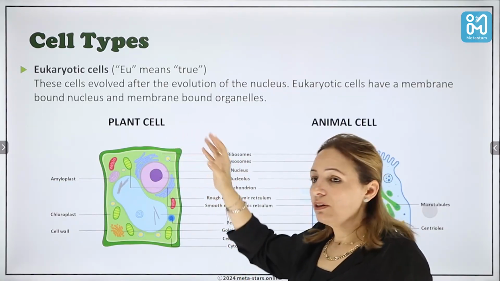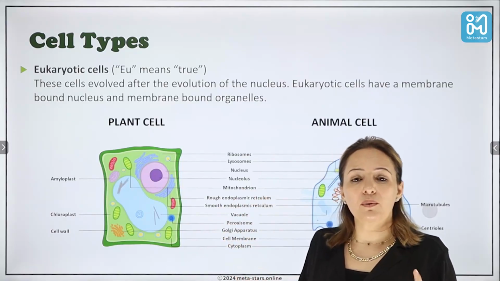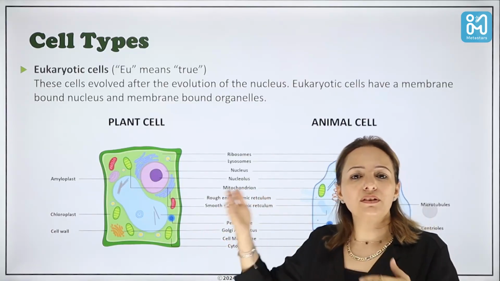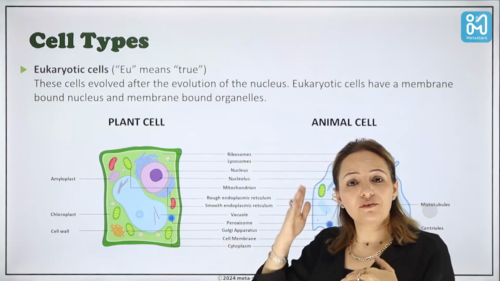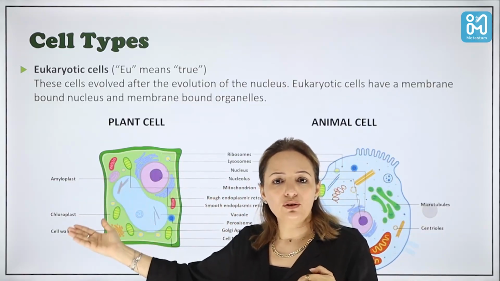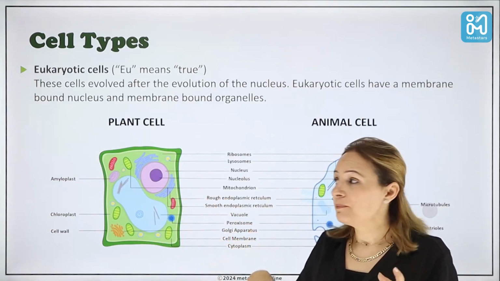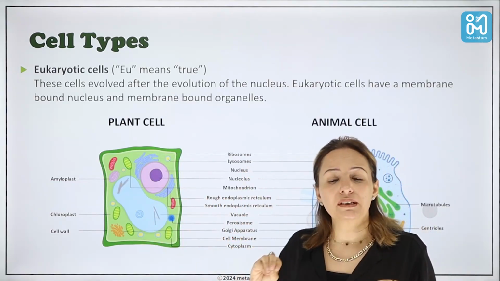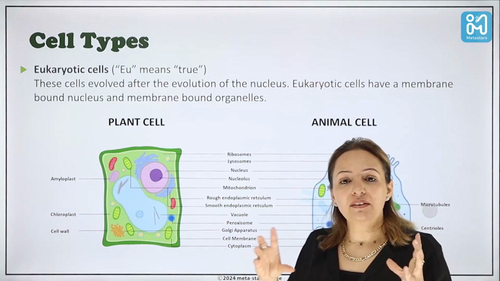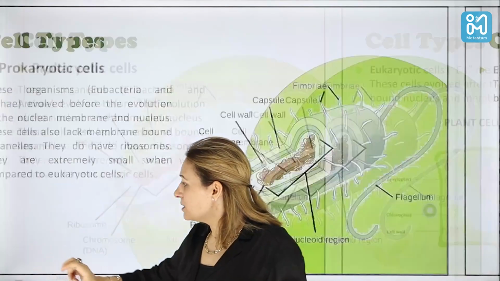When I say eukaryotic, eu means true, and karyot means that I have a true nucleus now. Here I'm talking about all other types of organisms, starting from protists to fungi to plants and then to animals. All these types of kingdoms, let's say, are eukaryotes, and that means that they have a true nucleus and they have membrane-bound organelles.